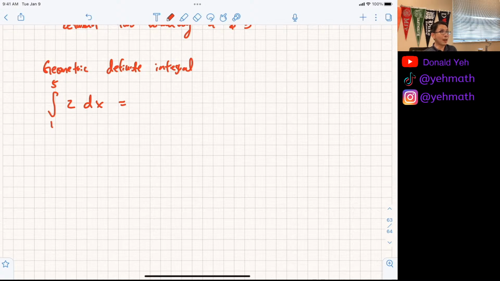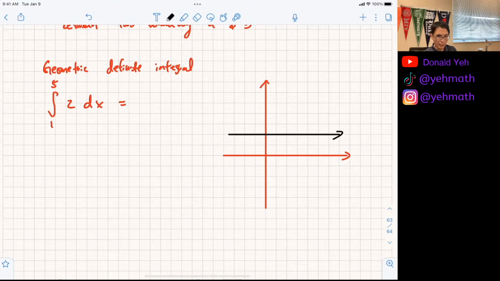Can I ask you what is the function here? The function is 2. Good. What does the function 2 look like? Yes. It's a straight line at y equals 2. Good. So it's a straight line, y equals 2. So can you tell me the answer now?